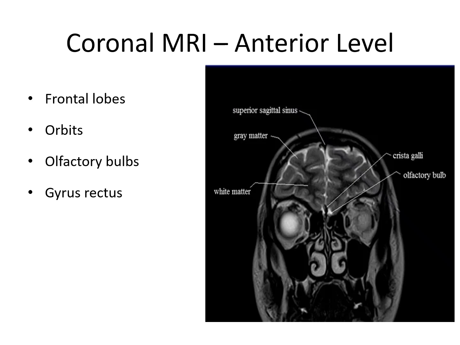It is excellent for evaluating the temporal lobe and hippocampus. First let's go from anterior to posterior. In the anterior section we can see the frontal lobe, that is the gray and white matter of the frontal lobe, orbit, olfactory bulb, and gyrus recti. Gyrus recti is part of the frontal lobe. It is the medial and inferior part of the frontal lobe.